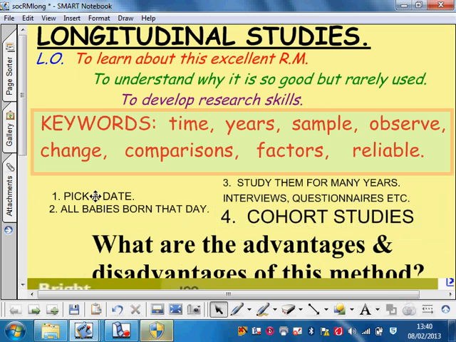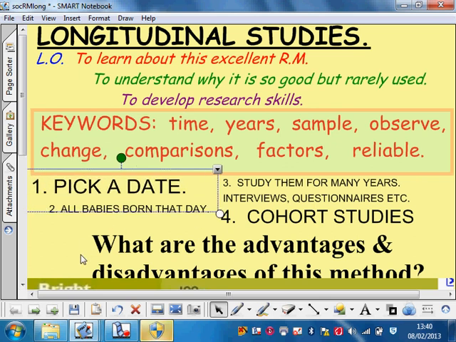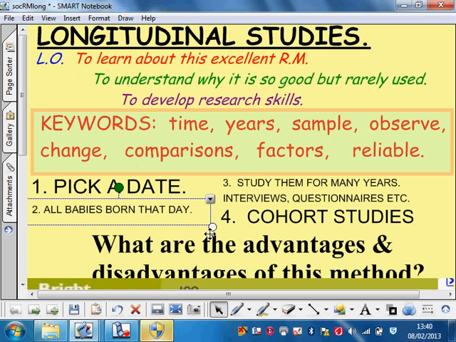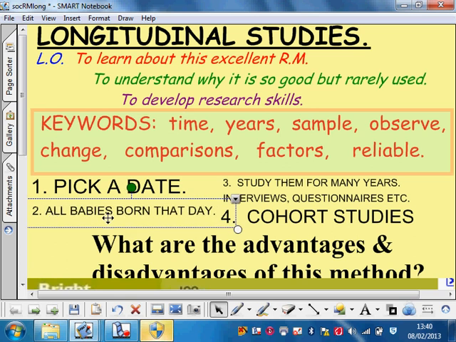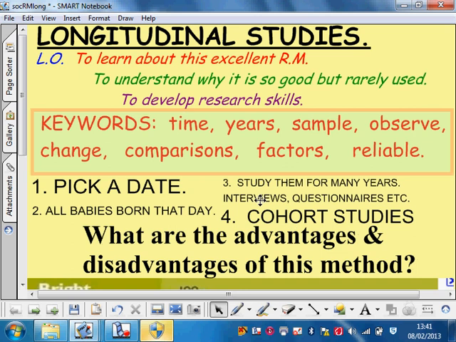It's dead simple. Number one, you pick a date. Today's date, let's say. Whatever today's date is, imagine that's your date. On that date, your sample are all the babies born that day. They are your sample. It's going to be representative. It's likely to have the right mixture of middle class, working class, different parts of the country, different ethnicities, all the babies born that day. They are your sample. There'll be a couple of thousand.